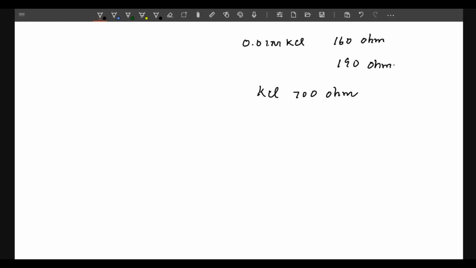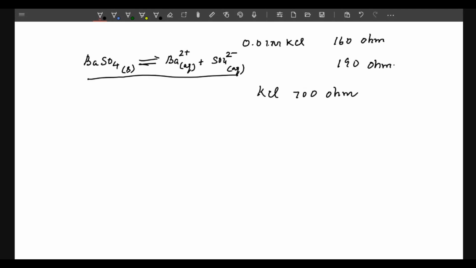Barium sulfate is completely ionized and it is in equilibrium with insoluble solid. When you dissolve this barium sulfate, it would be soluble to a small extent, and those substances which are soluble in that water would be completely ionized. And what is the equilibrium that is obtained? This is the equilibrium you are having in solution.